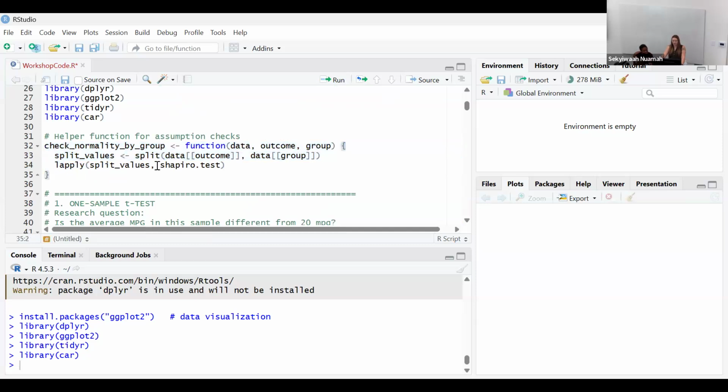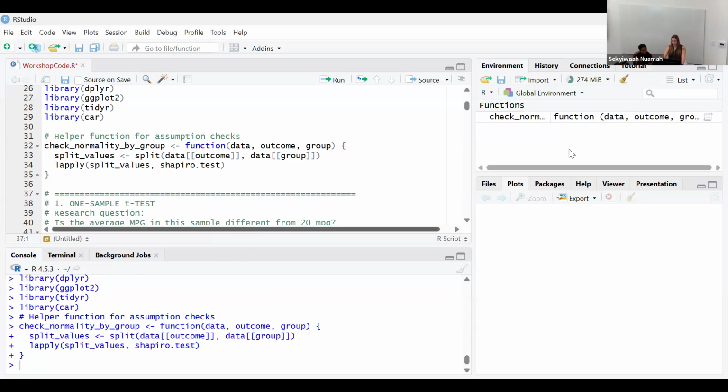So all this does for me is run a Shapiro test, which checks for normality whenever I have a bunch of groups. So it's easier than running the Shapiro test one by one, and that's why I just made this short little function. I'll show you how it's used later, but for now, we can just go ahead and run it. And now it pops up over here in our functions defined.